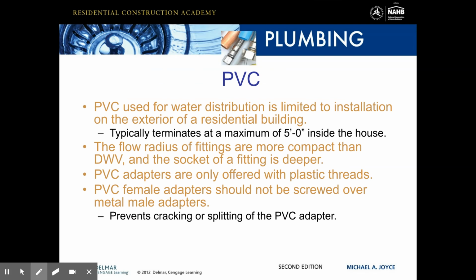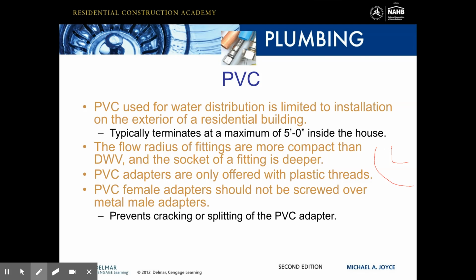PVC is used for water distribution and is limited to installation on the exterior of a residential building. PVC typically terminates at a maximum distance of 5 foot 0 inches inside the house. The flow radius of fittings are more compact than drain waste vent, and the socket of a fitting is deeper. So again, because it's a supply, you're not going to have the sweep like you do for drain waste vent. It's going to be more abrupt.